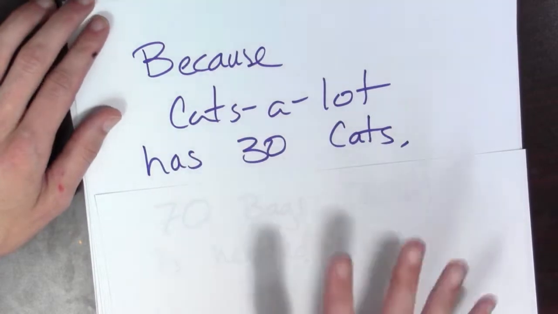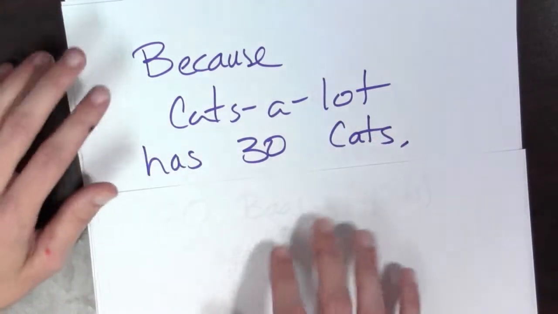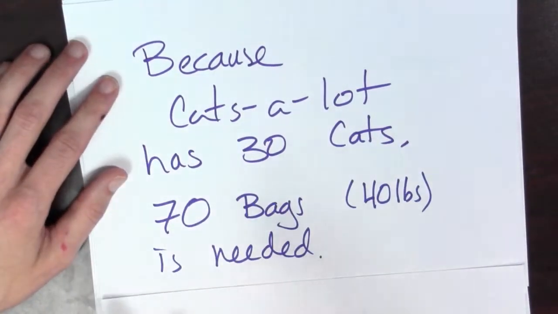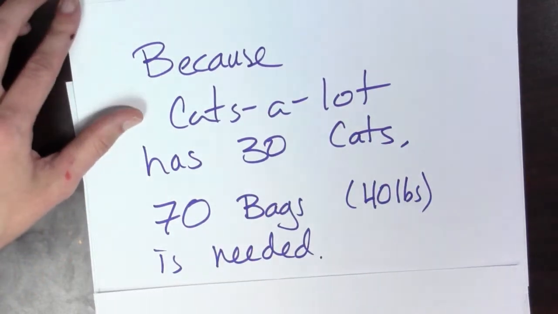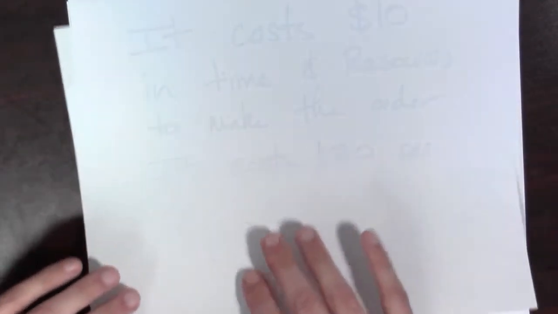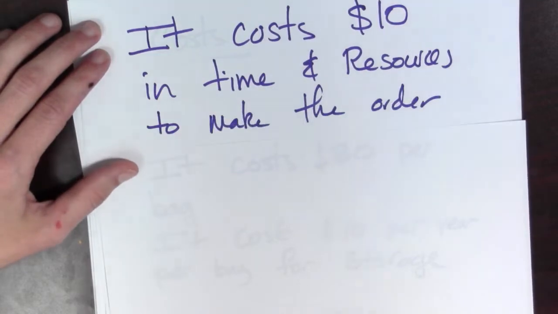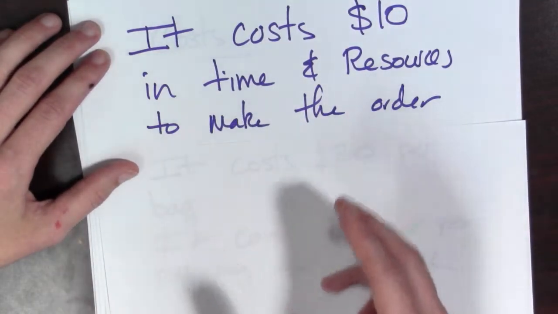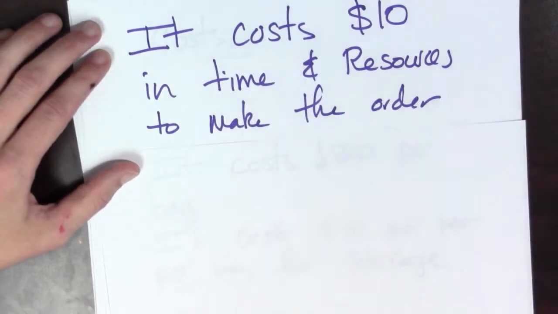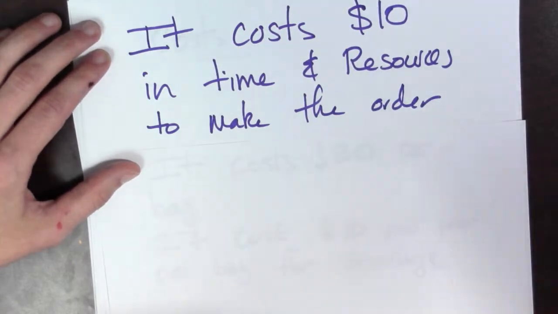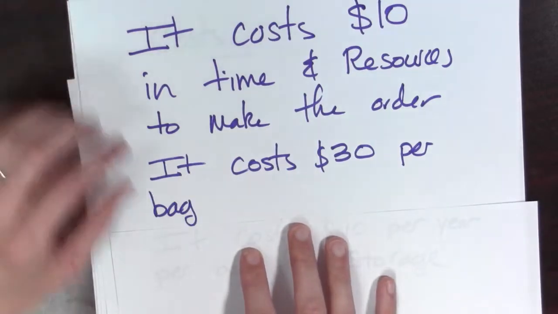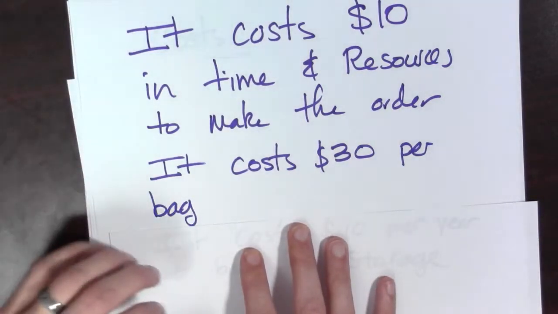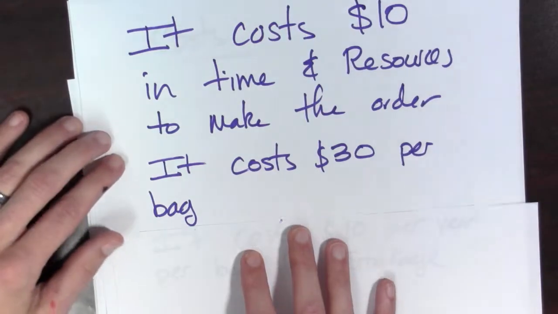Because CatsALot has 30 cats at any one time, they need basically 70 bags of food for the entire year. And they're all 40-pound bags. It costs $10 in time and resources to make the order. They had to pay somebody to make the phone call. They have to have a phone bill. They maybe have to have some internet. $10. Okay. It costs $30 per bag, and that's including shipping and everything.